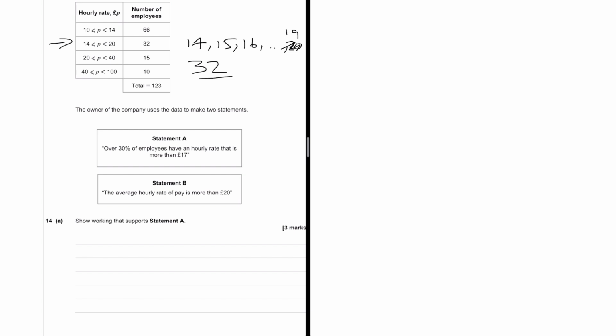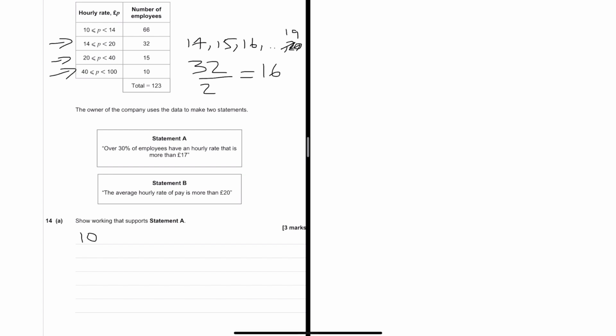Or in fact, the easiest way to do it is if we have 14, 15, 16, which is obviously below the £17 hourly rate, and then we have 17, 18, 19, we can actually just do 32 over 2, which is 16. So we have 16 below the £17 mark, and we have 16 above the £17 mark. And in these two boxes here, these are all above 17.